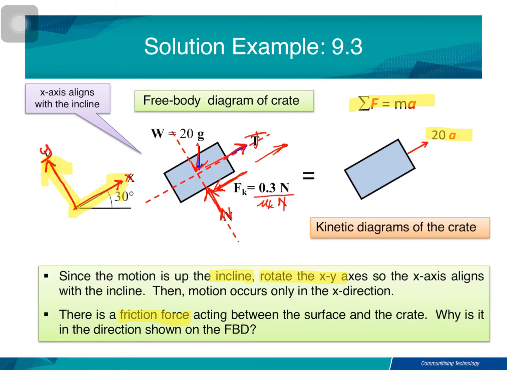So for this case, you need to determine what the N value is, because mu k is given as 0.3. This one is equal to ma. So this is the kinetic diagram, with the motion to the right, 20a, ma here. Right, so this is the free body diagram.